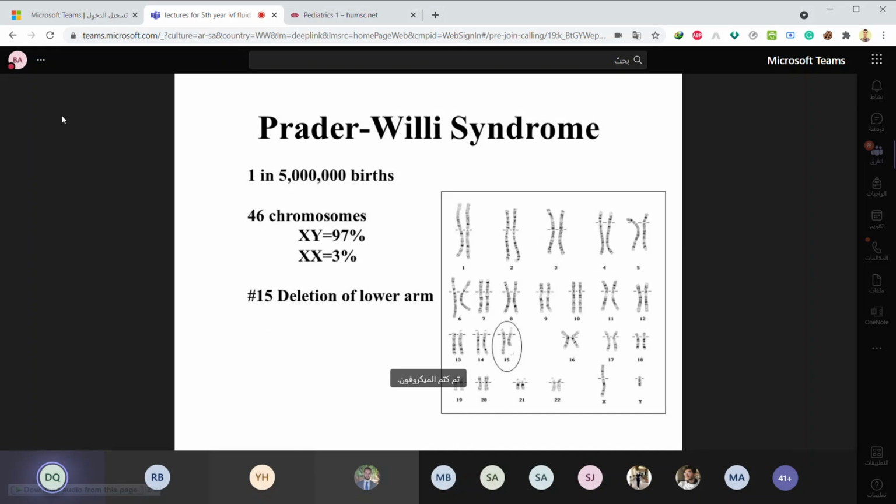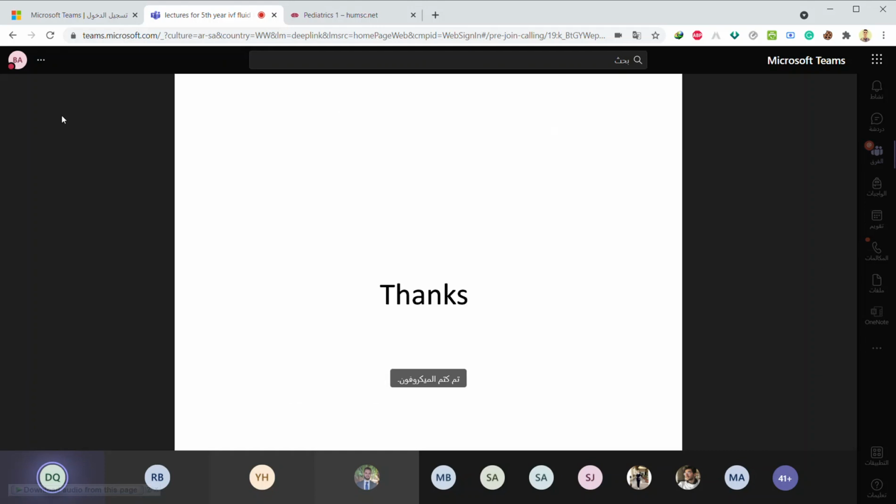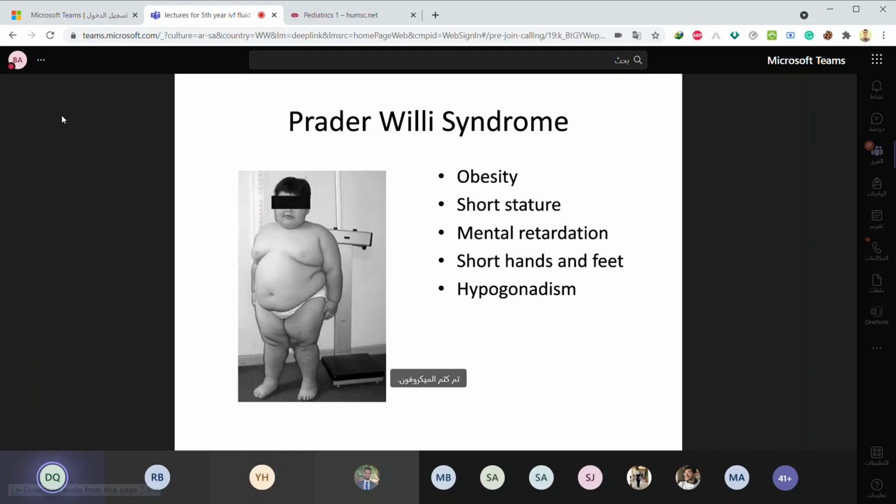Prader-Willi, this is chromosome number 15. You have two chromosome 15, but you have a deletion of the lower arm of chromosome 15. It's either XY in 97% and XX in 3%. So Prader-Willi is usually male. Prader-Willi patients are obese, short stature, mental retardation, short hands and feet, and hypogonadism. That's it for today. Thank you.